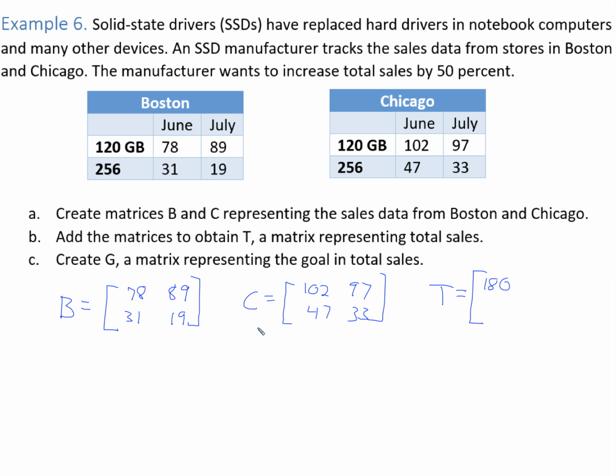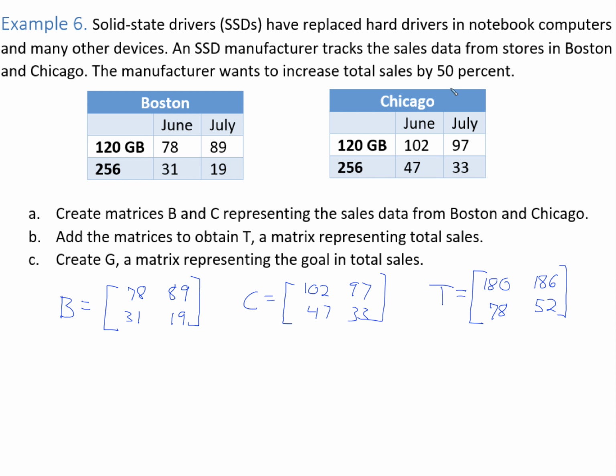89 plus 97. That's going to be 186. 31 plus 47, that'll be 78. And 33 plus 19 is 52. Create G, a matrix representing the goal in total sales.